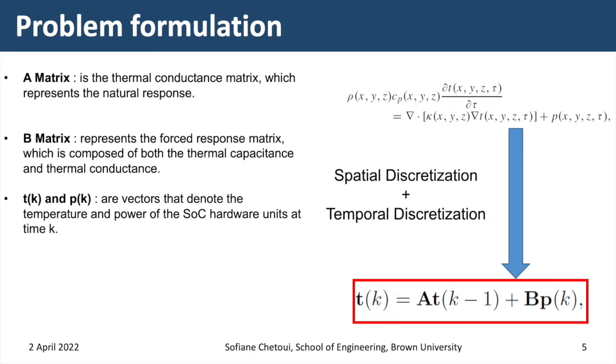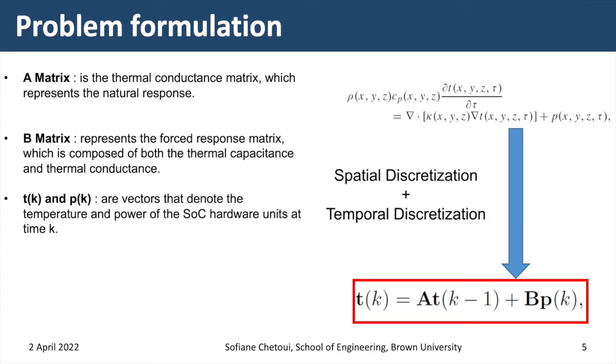Basically, it expresses the temperature at time k as a function of the temperature at time k minus 1 and the power at time k. And the two important modeling matrices here are the A and B matrices. The A matrix is the thermal conductance matrix, which represents the natural response of the system in the absence of power. The B matrix, on the other hand, represents the forced response matrix, which is composed of both thermal capacitance and thermal conductance.